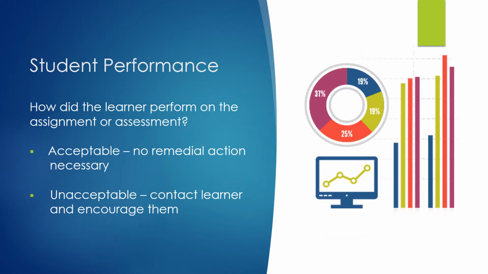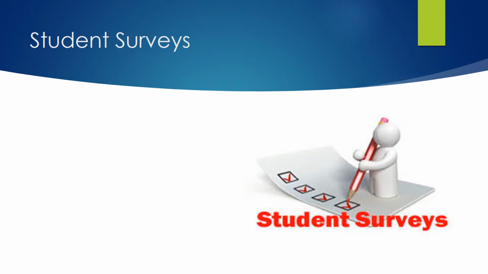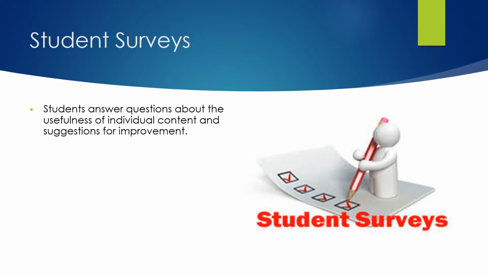However, if learner performance is unacceptable, the learner is contacted and reminded that the instructor is available to provide whatever help may be needed. Student surveys are one of the best ways to gain qualitative information on a course. This is especially useful when a course or content is being introduced for the first time. Students have the opportunity to criticize the course, indicate problems, and make suggestions.